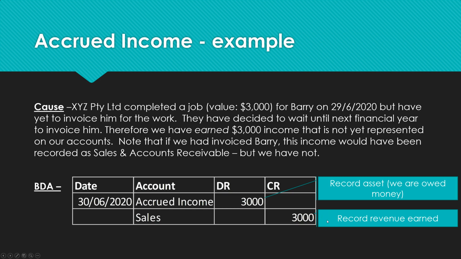Now, because we're expecting to get this money in the future, it's very similar to accounts receivable. And accounts receivable is an asset. So that's why accrued income is also an asset. It's money we're expecting to receive in the future. So we're going to increase that asset to represent the future benefit we're going to get.